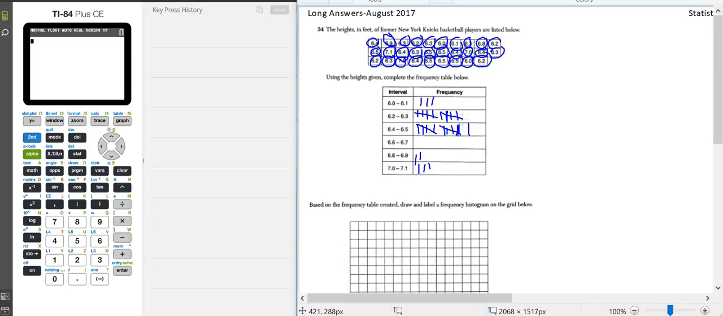So we have 3 of the players being 6.0 to 6.1, 10 of the players 6.2 to 6.3, 11 of the players 6.4 to 6.5, no players between 6.6 and 6.7, 2 between 6.8 and 6.9, and 3 between 7.0 and 7.1.